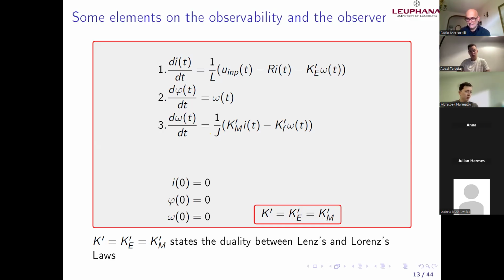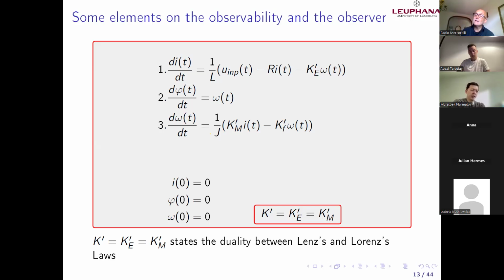Must be coupled. If it's not coupled, we cannot build an observer, because we don't have connections in between. This means we don't have the observability. We can speak about the level of observability, of course.